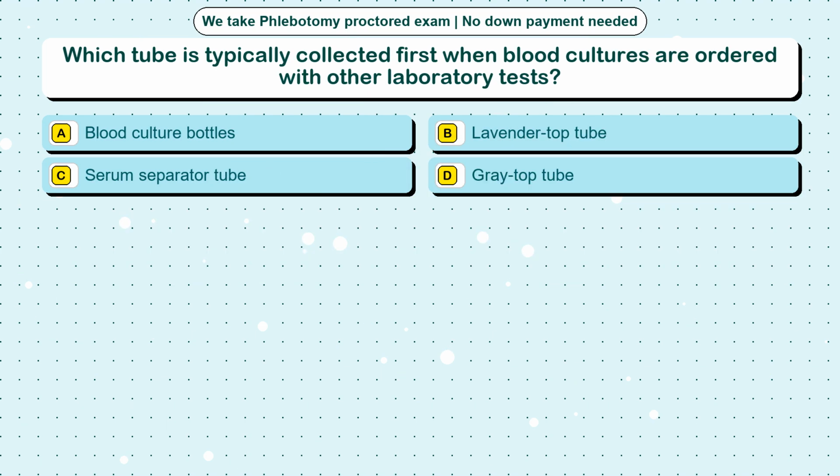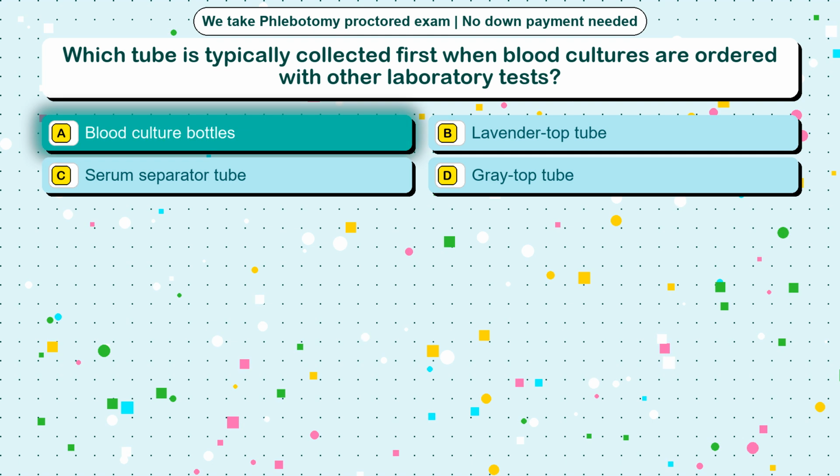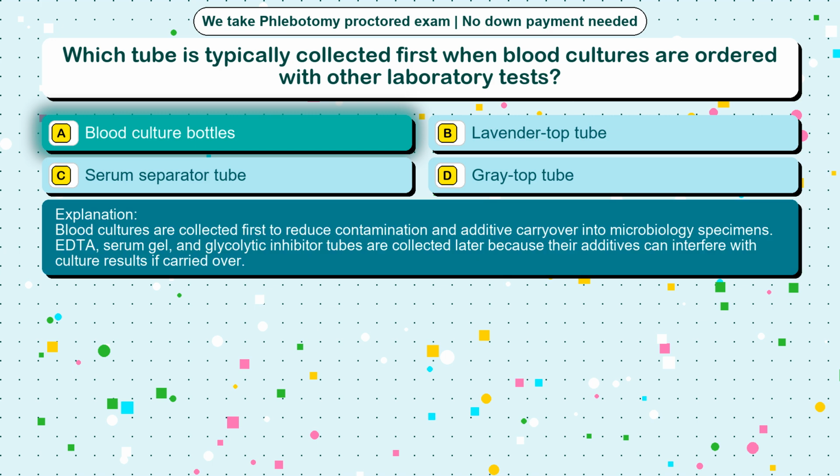Question 75. Which tube is typically collected first when blood cultures are ordered with other laboratory tests? Option A, blood culture bottles. Option B, lavender top tube. Option C, serum separator tube. Option D, gray top tube. The correct answer is option A, blood culture bottles. Blood cultures are collected first to reduce contamination and additive carryover into microbiology specimens. EDTA, serum gel, and glycolytic inhibitor tubes are collected later because their additives can interfere with culture results if carried over.